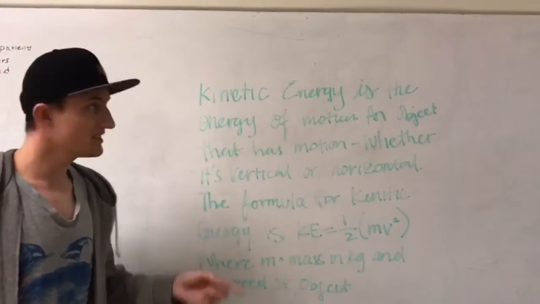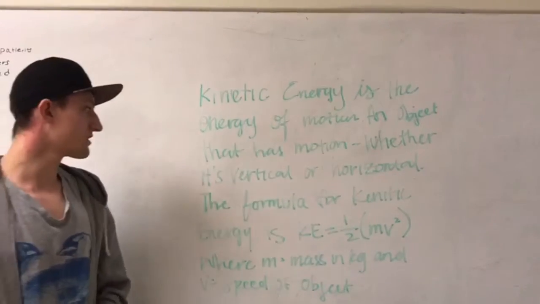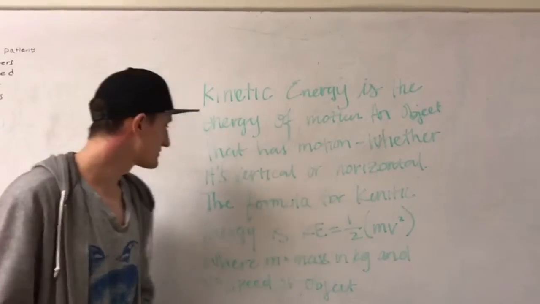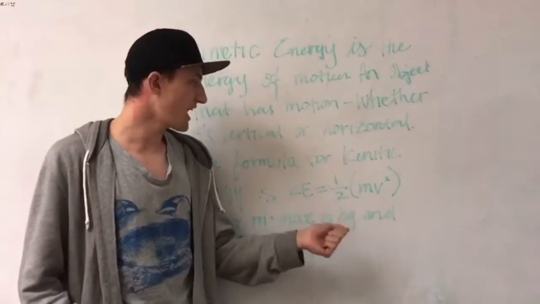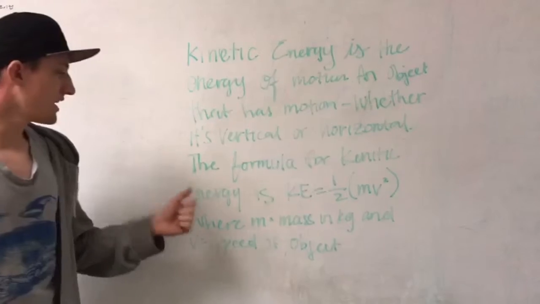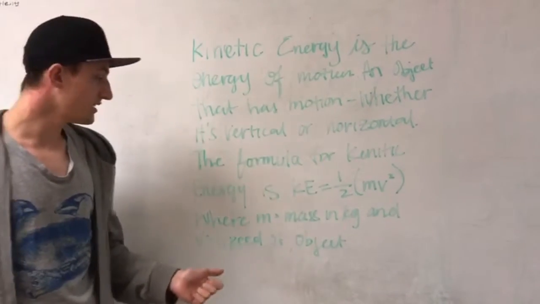What is kinetic energy? It is the energy of motion, an object that has motion, whether it's vertical or horizontal. The formula for kinetic energy is KE equals 1/2 mv squared, where m is the mass in kilograms, and v is the speed of an object.